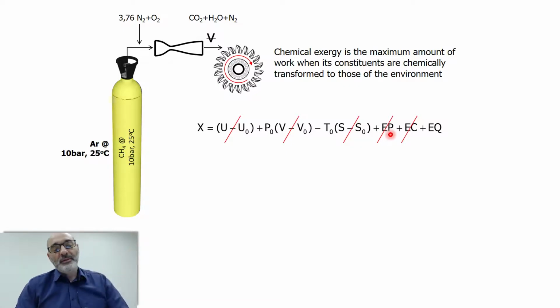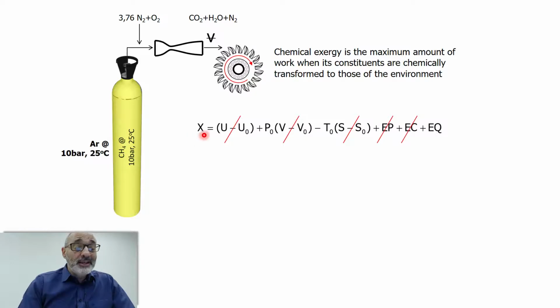Also, we're disregarding potential and kinetic energy, so the exergy content of this bottle is entirely due to its chemical exergy, which we do not know how to calculate until now. Next week, we're going to see how we can calculate the chemical exergy of a substance. So inside the bottle, 100% of the exergy content is due to chemical exergy.